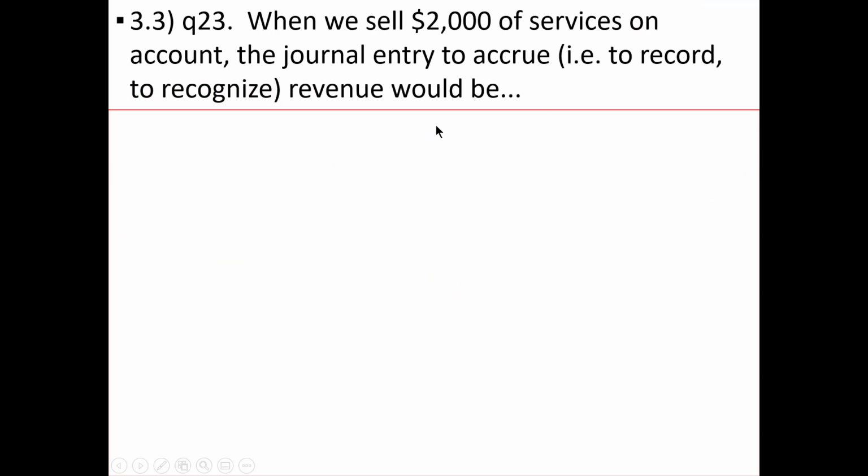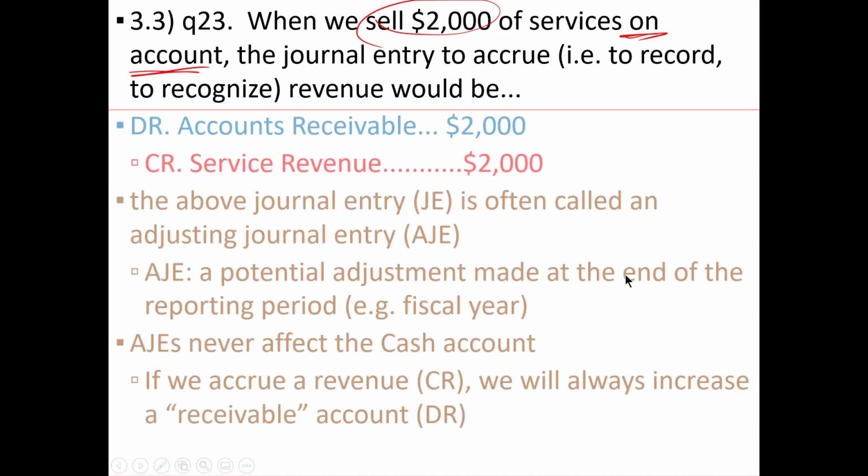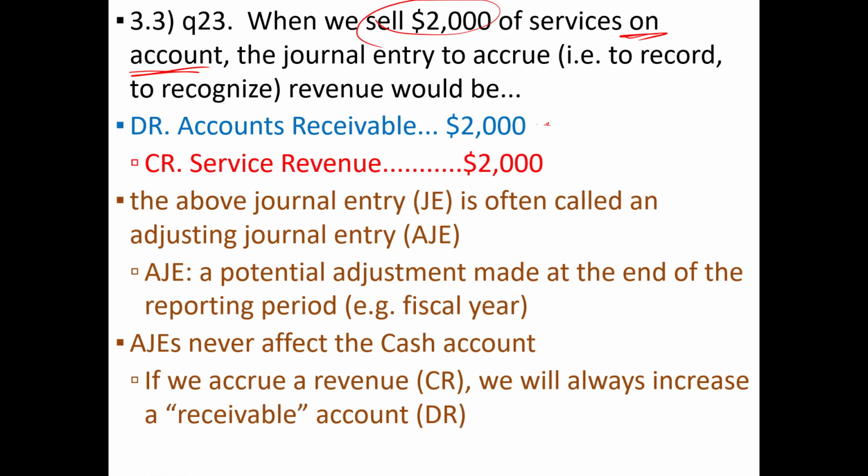When we sell $2,000 of services on account, by now you guys are probably sick of this phrase, we are selling $2,000 of services, meaning we've earned $2,000 of revenue. Okay, so we know right off the bat when we're selling or performing or doing something we promised to do for somebody, we are earning revenue. That should automatically make you think credit revenue. Okay, in this case, it's on account. What's the journal entry to record that? Not cash. Put it to accounts receivable, and we credit service revenue because it's been earned.